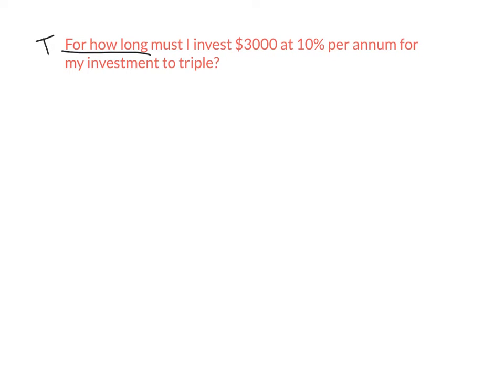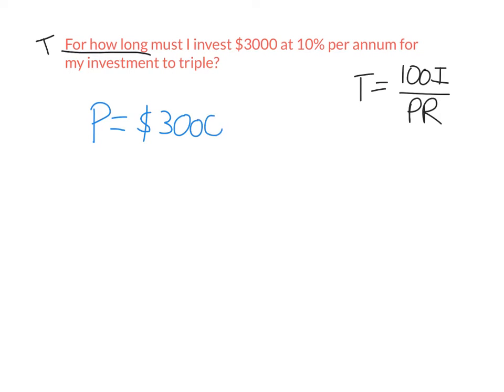Like I did in the previous example, I can use the formula 100I over PR, or I can substitute everything I know into the simple interest formula and rearrange to find T. Either way is fine. So it says, how long must I invest $3,000? That means I'm originally investing $3,000, so principal is $3,000. It's also clear that R is 10.